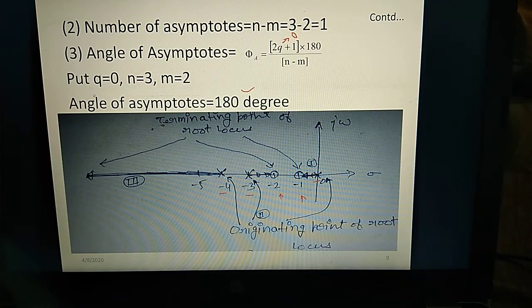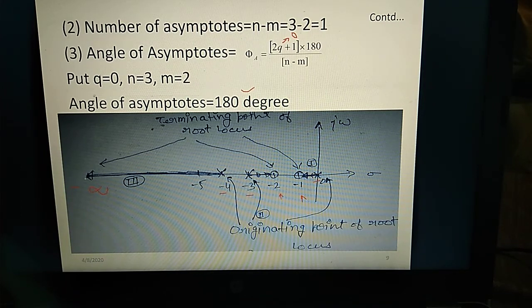Now let us check from minus 4 to minus infinity. Right side of this, there are three poles and two zeros, which is 3 plus 2, that is 5, which is odd. It means this is part of the root locus. Now one root locus will start from 0 and terminate at minus 1. One root locus will start from minus 3 and terminate at minus 2. One root locus will start from minus 4, but there is no other zero present, so obviously it will terminate at infinity.